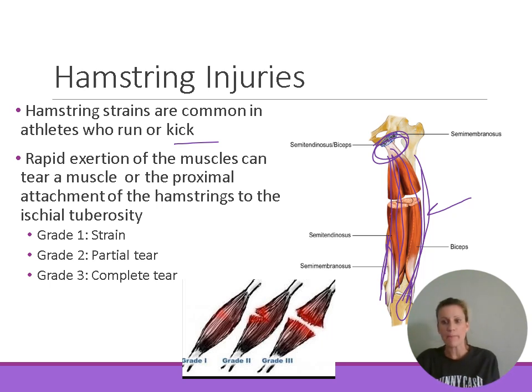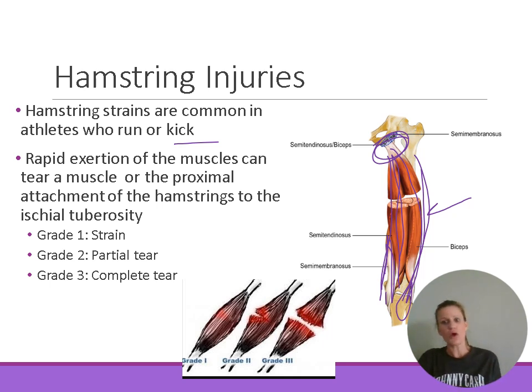Patients will experience pain in the posterior thigh. The worse the tear, the worse the pain. Patients will frequently report, if there's a grade 3 where there's a complete tear, that they hear a pop when the muscle actually tears. We'll frequently see bruising and swelling in the posterior thigh. And then again, if there's a complete tear, patients will not be able to use the leg.